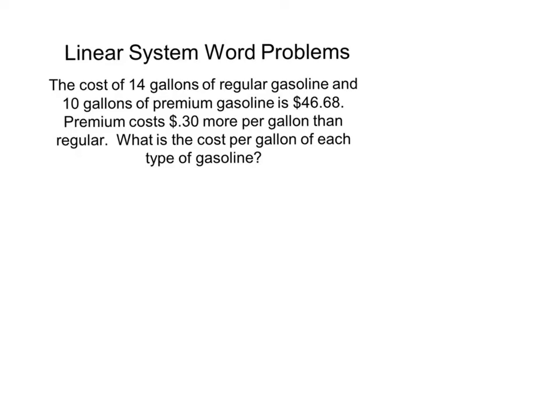Hey guys, now we're going to look at some linear system word problems. The first thing that you need to do is read through the problem and figure out which two things you are comparing. Well, if you read the last sentence, it says, what is the cost per gallon of each type of gasoline? So we are comparing two types of gasoline. We have premium gasoline and we have regular gasoline.